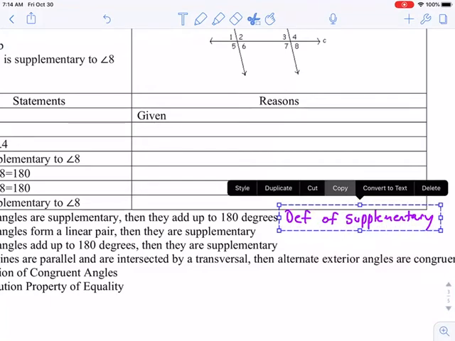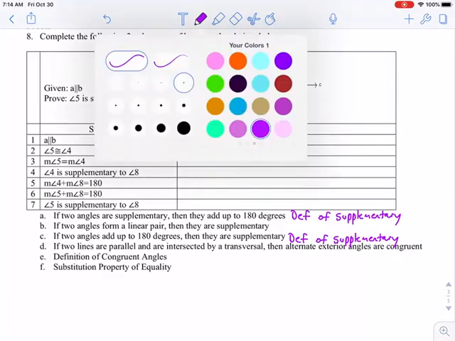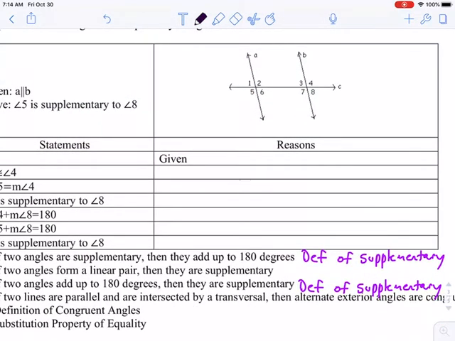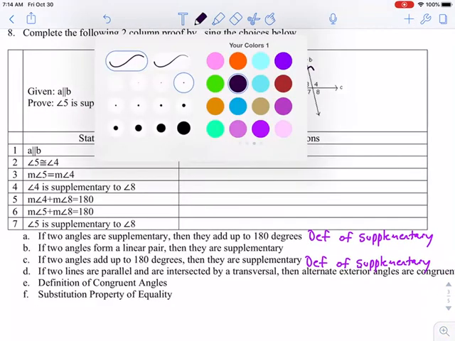Furthermore, same with this one right here. All right, and I'm going to elaborate as we progress, but let's just look at this. Given A is parallel to B, let's just focus on this proof and we'll talk about the reasons as we need them. We need to say that 5 and 8 are supplementary. All right, let's just start this proof.